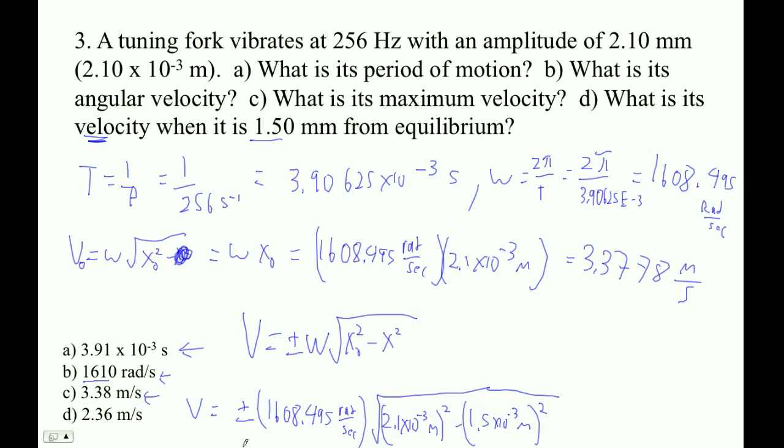Okay, so let's see, that number is, times the square root of parenthesis 2.1 e minus 3 squared minus 1.5 e minus 3 squared, right parenthesis. And I get 2.3639399 meters per second, which I guess we'd have to round to 2.36. Yay!